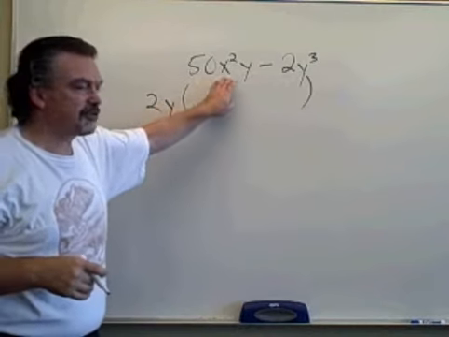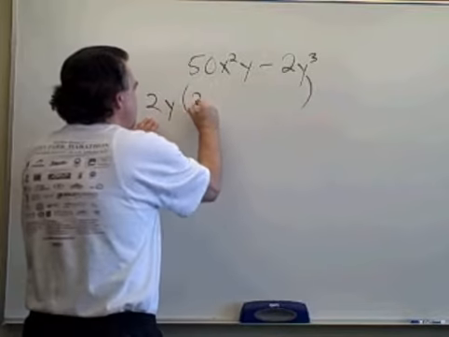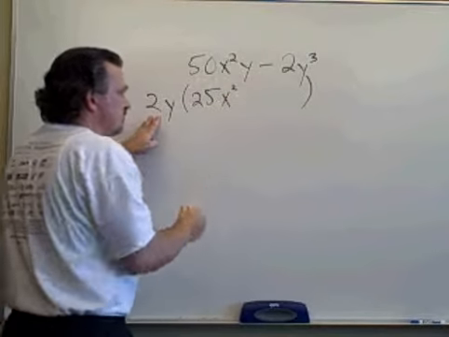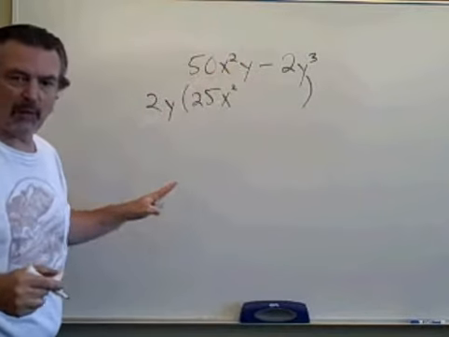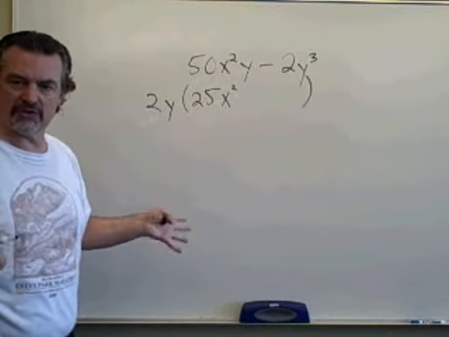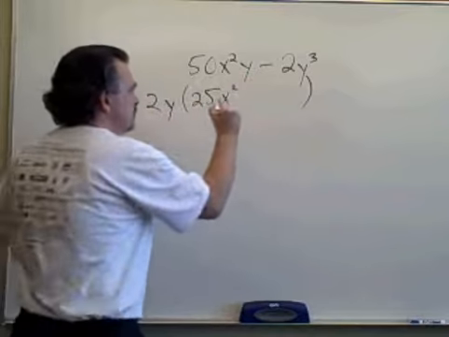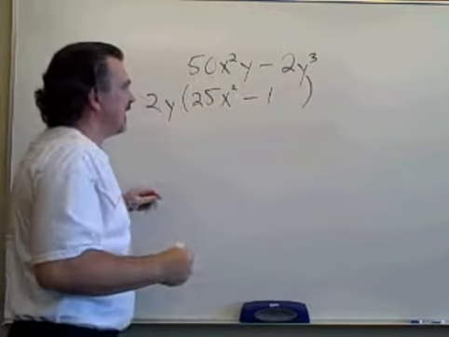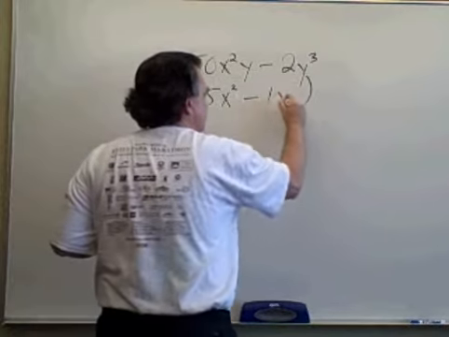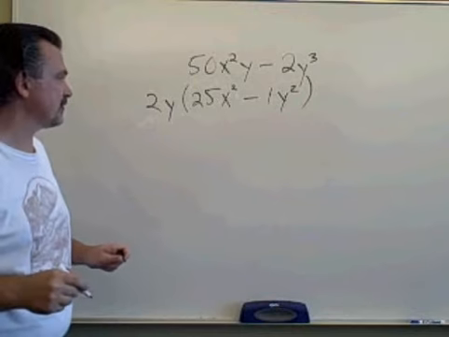When I take this term and divide it by 2y, 50 divided by 2 is going to give me 25. There is no x, so the x squared stays the same. Y divided by y is 1. And 1 times 25x squared is just 25x squared. Minus 2 divided by 2 is minus 1. And y to the third divided by y is y to the second. So I've factored out that common factor.